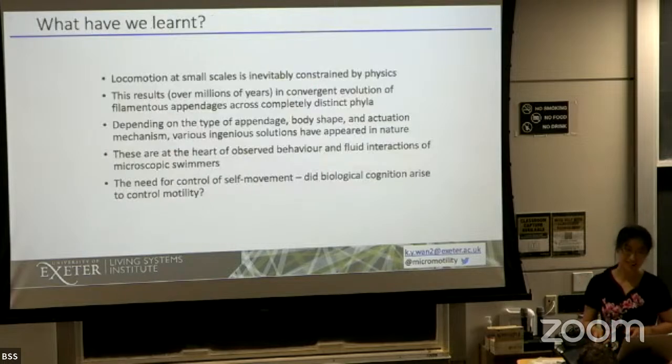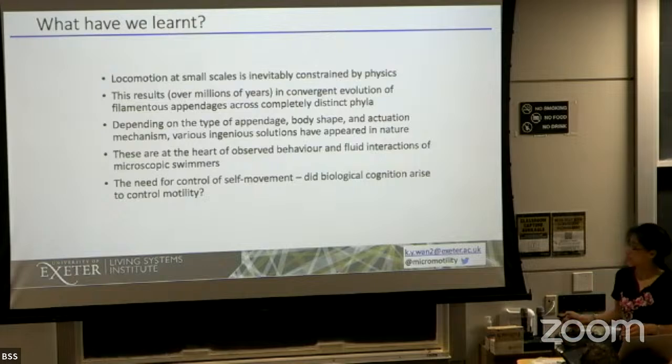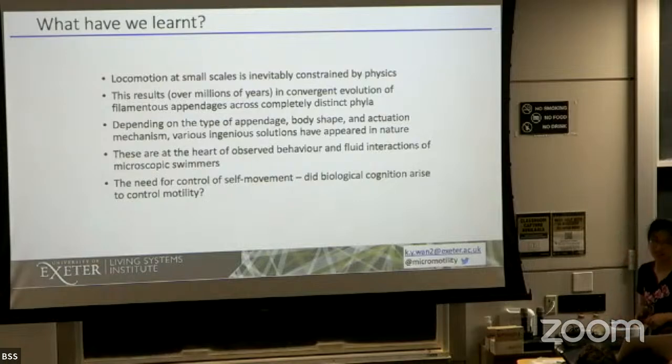Anyway, I think I'll just summarize what we learned so far. Locomotion is constrained by physics, surprise. But it's interesting that there is evidence of convergent evolution, where you have all sorts of appendages that have very similar physical characteristics. Obviously, the mechanism by which these appendages are actuated will differ significantly across phyla.